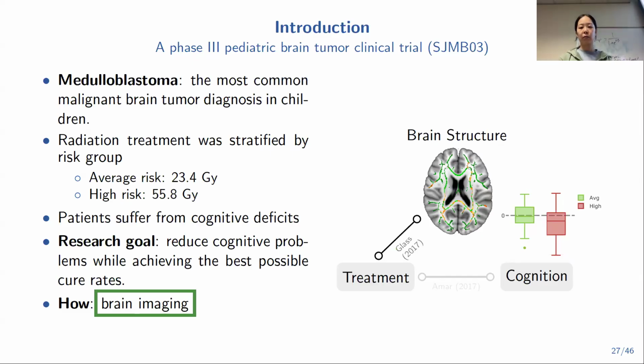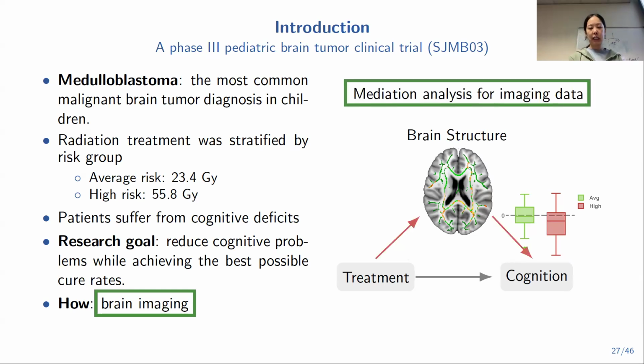There are some existing studies showing that treatment damages the brain, which totally makes sense. And the brain is associated with the cognitive outcome, which is quite expected because that's what the brain does. So our idea is we want to find the brain structure that is damaged by the treatment and affects cognition, which means we find a negative pathway enabled by this damaged brain structure. Along this pathway, it passes some negative effect to the quality of life of the survivors.